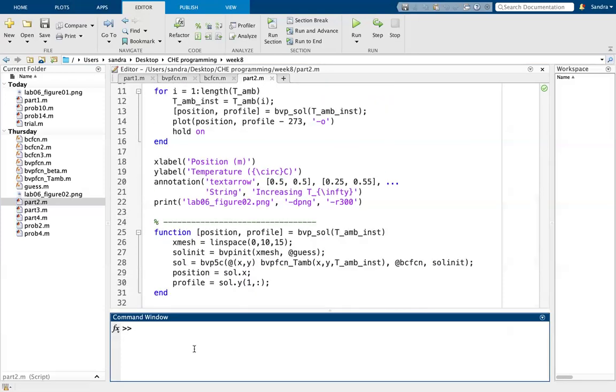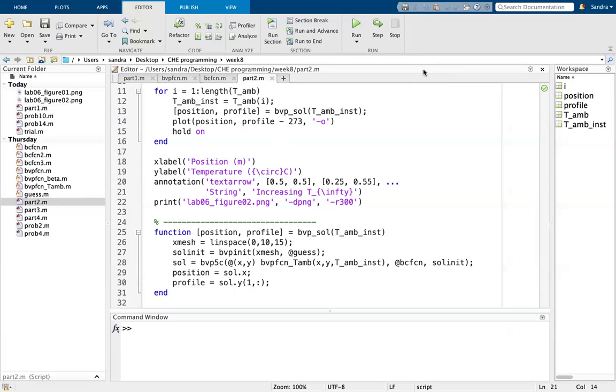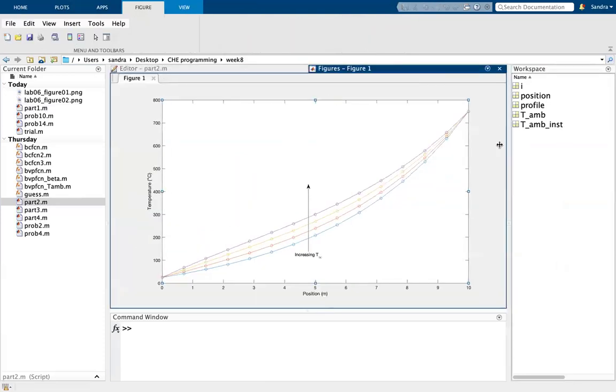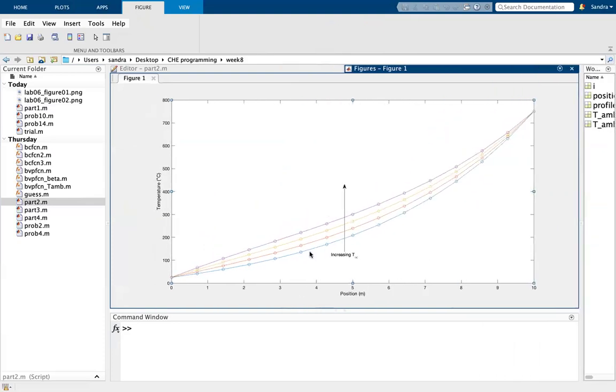So now let me try to run this code. What I'll be getting will be like this: positions and profile, which is the temperature, for the first T ambient condition, and for increasing values of T ambient condition, this is what I'll be getting. So this will be for -150. When I increase the T ambient conditions, the graph goes up. The temperature profile keeps going up. Again, the nonlinear behavior is there, but you can see how the temperature profiles are varying when you increase the T ambient condition. Is this clear to you?